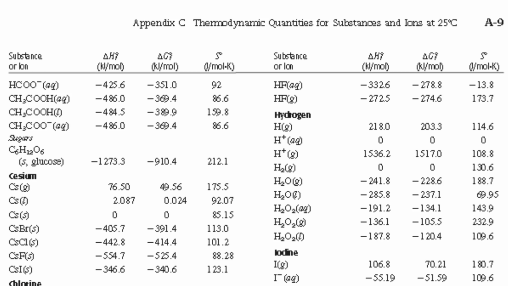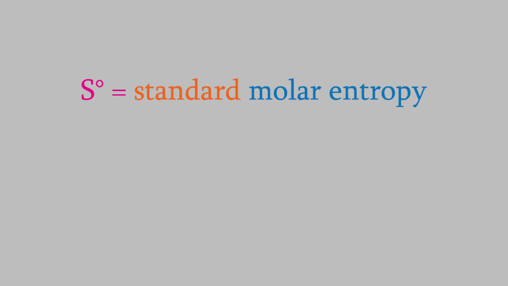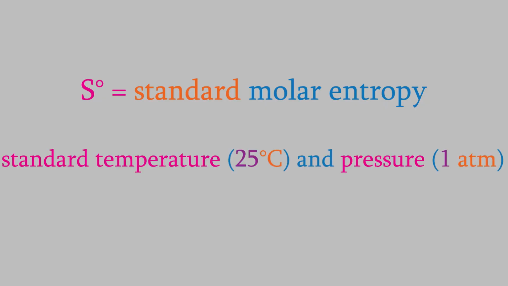Notice that the entropy in Appendix C has the symbol S with a little circle next to it. We usually call that symbol S0. The little circle means that the data was measured at standard temperature and pressure. That means 25 degrees Celsius and 1 atmosphere. If we do an experiment at any other temperature, the entropy will be different. We'll see exactly how the temperature changes the entropy in the next video. But for now, we'll just work on the problems where the temperature is at 25 Celsius.